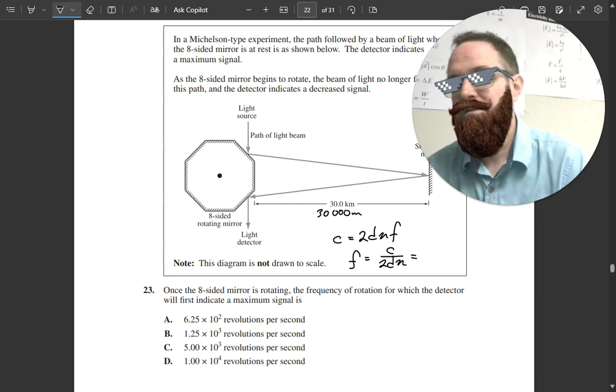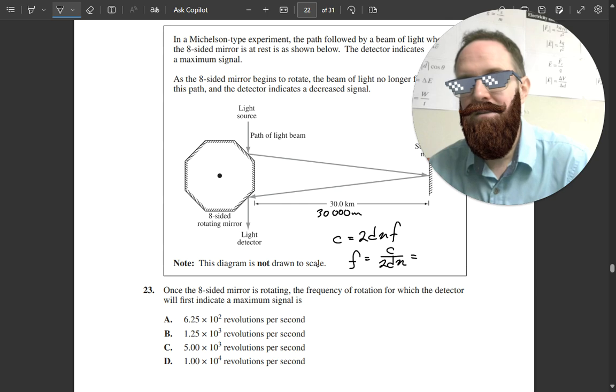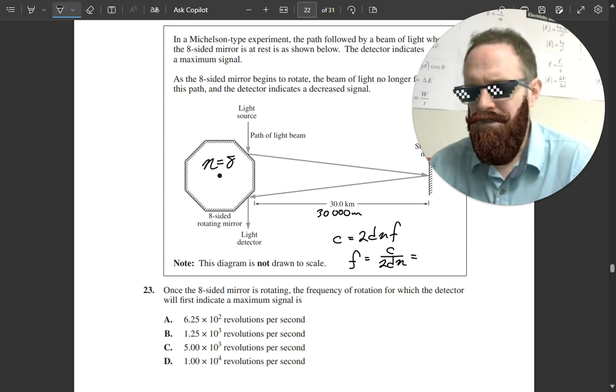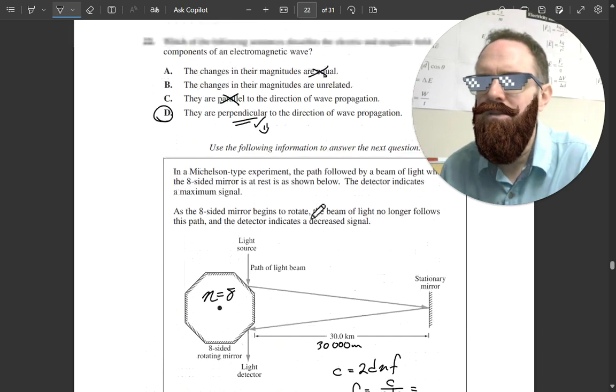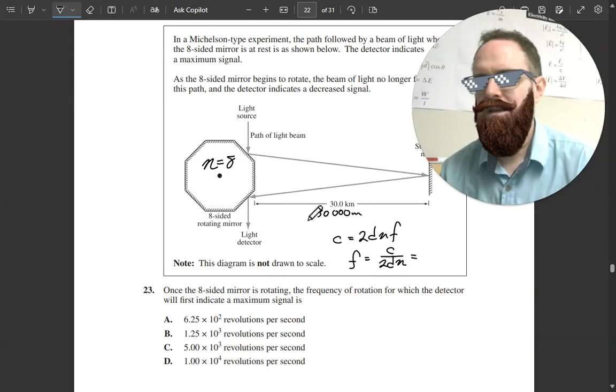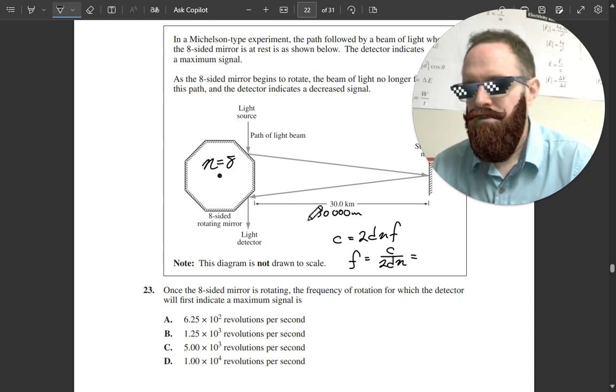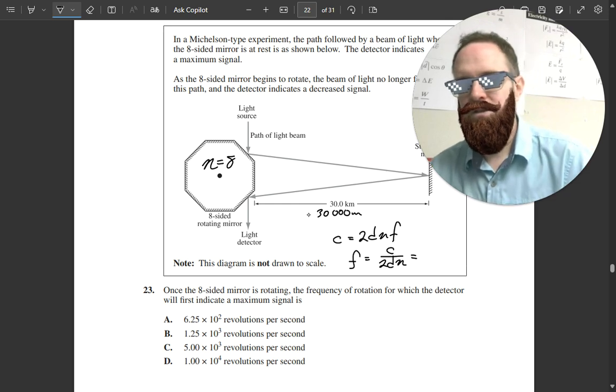30,000 meters. Number of sides of the mirror, N, is equal to 8. It's not bad. The speed of light, we're going to make the assumption the speed of light is, unless they give it to us in the question, 3 times 10 to the 8. Cool. 2 times that 30,000 times the 8. So 625.